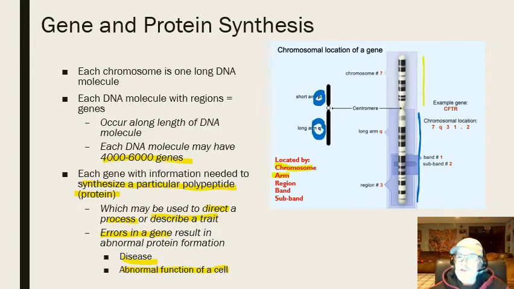So which arm? Then they divided the arms into what are called regions. So here's my long arm. This is chromosome 7. This is the long arm of chromosome 7. Here would be the centromere, right in here. This is the long arm, the longer of the two. Then they divide it into regions. They put the region in right here. So this is region 3.